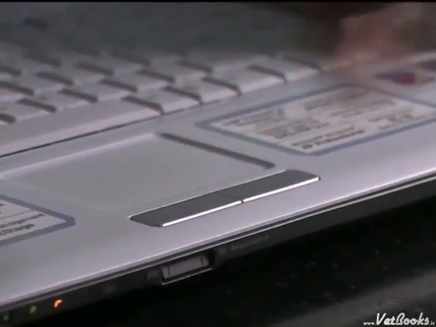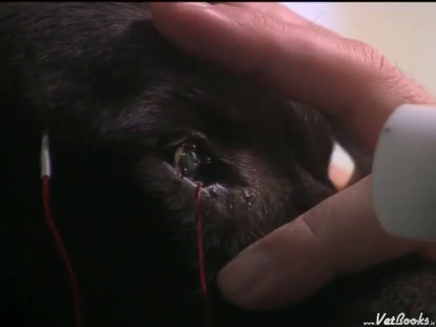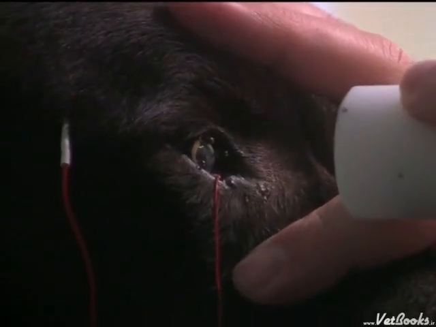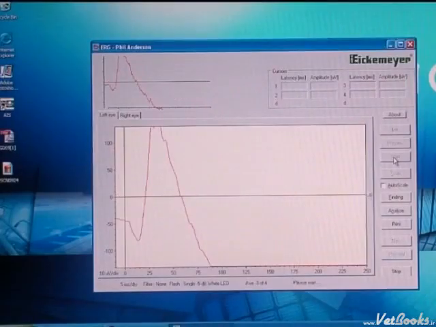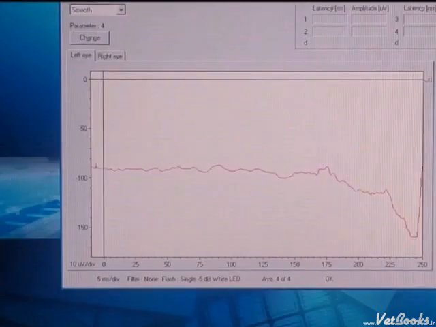In such cases, retinal function can be assessed using electroretinography, or ERG, which measures electrical discharges from the retina in response to a light stimulus. This normal ERG reading shows a typical large initial spike of electrical activity. This markedly flattened trace indicates substantial loss of retinal function.